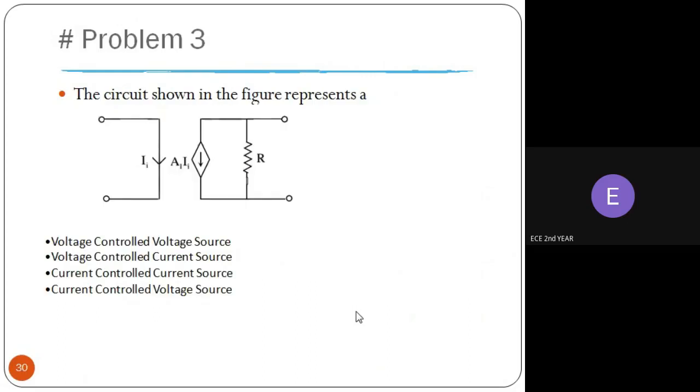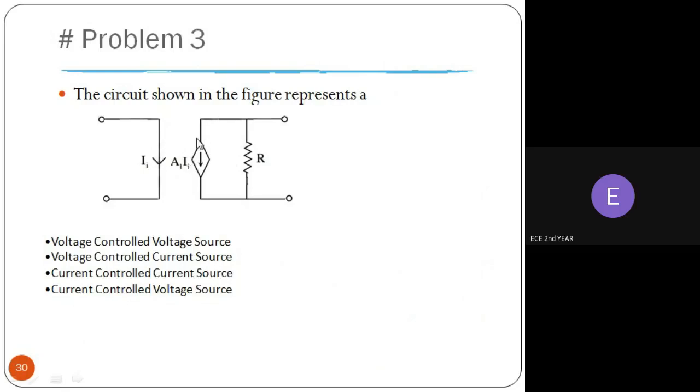And problem 3. Identify the given circuit. The circuit shown in the figure represents what source? We need to identify the source. The options are voltage controlled voltage source, voltage controlled current source, current controlled current source, and current controlled voltage source. So here, what is the source?